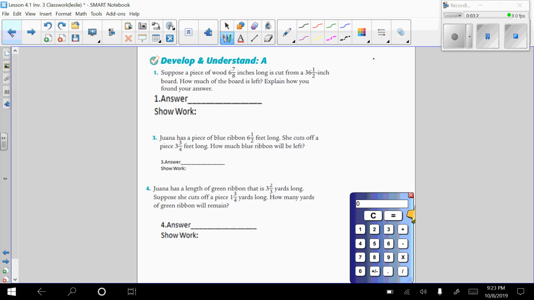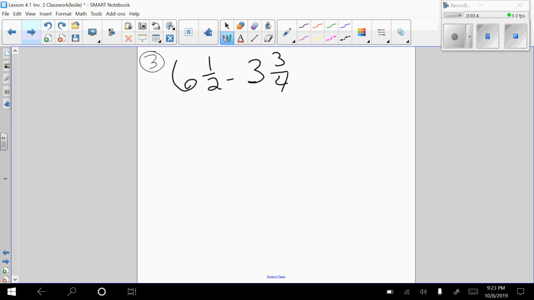Let's go back to another one. Juan has a piece of blue ribbon 6 1/2 feet long. She cuts off a piece 3 3/4 in length. How much of the ribbon is left? Again, let's set this up. I'm going to switch pages for more space. 6 1/2 minus 3 3/4. First, let's find our common denominator. Well, 2 is a factor of 4, so 4 can be their common denominator. So 6, bring down that whole number, minus 3 3/4. Again, what did you do to 2 to get to 4? I multiplied by 2. Do the same thing to the top.